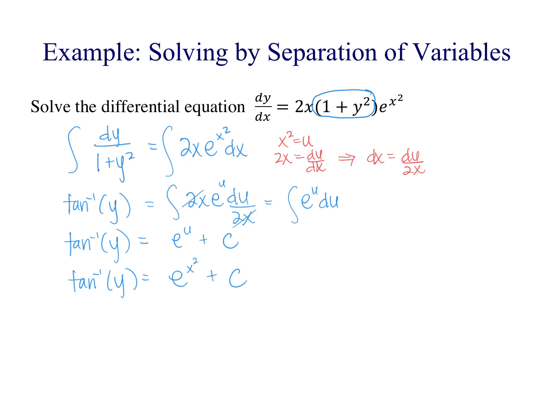And then isolating y means we'll apply the tangent on both sides. And again, make sure that you are including parentheses so that the plus c is part of the quantity that you're taking the tangent of.